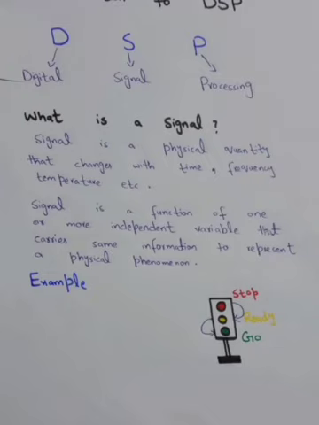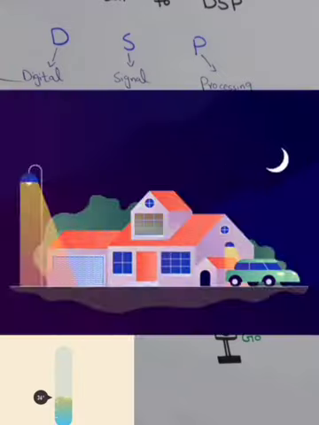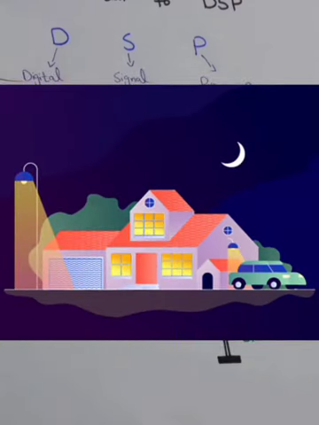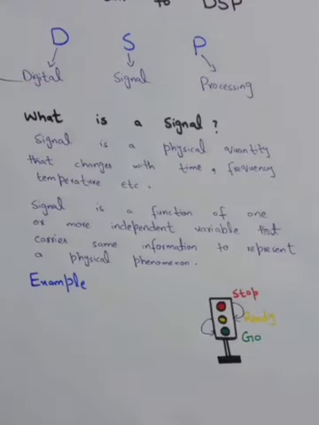Now have a look at the second definition. A signal is a function of one or more independent variables that carries information to represent a physical phenomenon. Here in the traffic signal example we have only one independent variable, which is time. We can have more than one independent variable. For example, weather changes with both time and temperature, so it depends on two independent quantities. In short, a signal is a name of change in a physical quantity with respect to some parameter, for example time, temperature or frequency, etc.